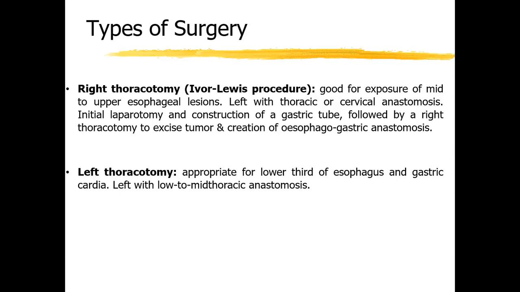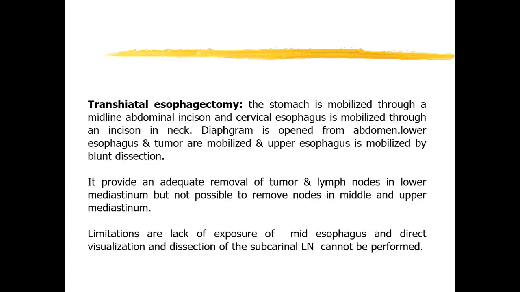And then left thoracotomy. Left thoracotomy is appropriate for lower third of the esophagus and gastric cardia, and you have to make the anastomosis in the mid-thoracic region. Transhiatal esophagectomy is almost obsolete nowadays, but in transhiatal esophagectomy you have to do the blind dissection from the abdominal cavity, and then you pull out the esophagus in the neck and do the anastomosis in the neck. So it's a 2-stage. You have to do the cervical surgery and you have to do the abdominal surgery.